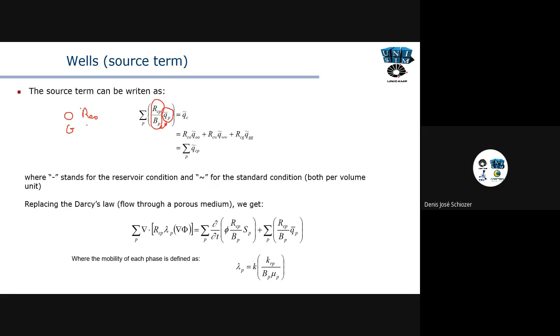R_oo and R_go, for example. So if you produce oil, we are producing not only oil, but also the component gas that is inside the oil, and so on, okay? So that's the only difference, because at the end, we want to know how much of the components is going in and out of the block.